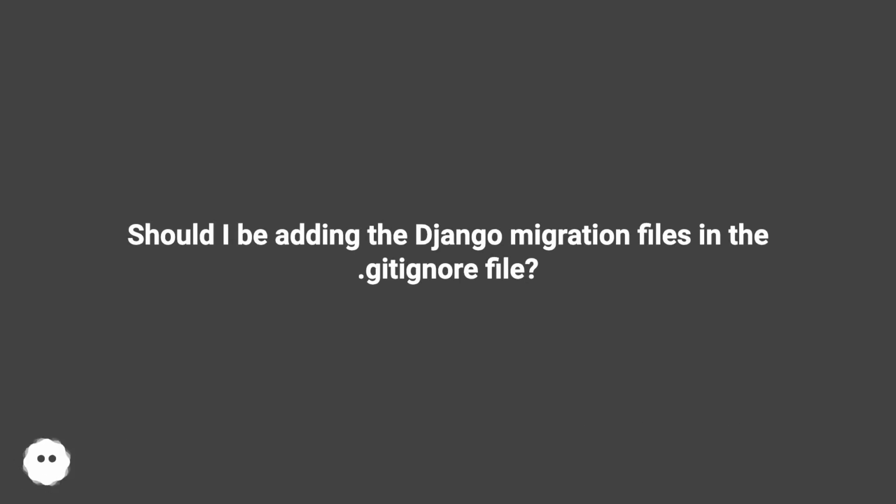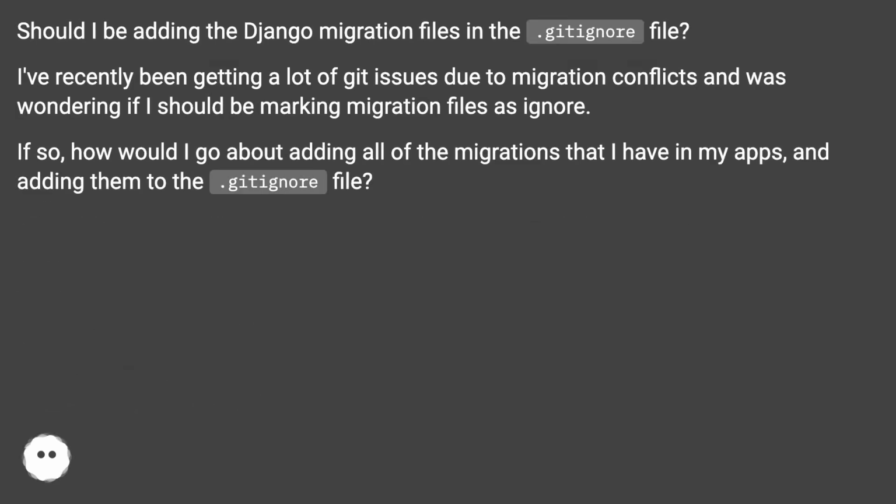Should I be adding the Django migration files in the .gitignore file? I've recently been getting a lot of Git issues due to migration conflicts and was wondering if I should be marking migration files as ignore. If so, how would I go about adding all of the migrations that I have in my apps, and adding them to the .gitignore file?